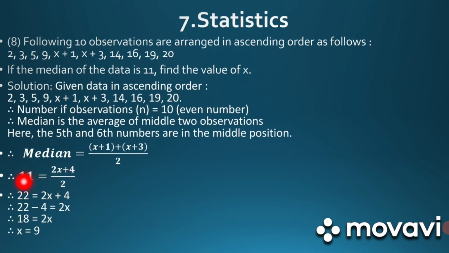On cross multiplying, we get 22 is equal to 2x plus 4. Therefore, 2x is equal to 22 minus 4. Therefore, 2x is equal to 18. Therefore, the value of x is equal to 9.